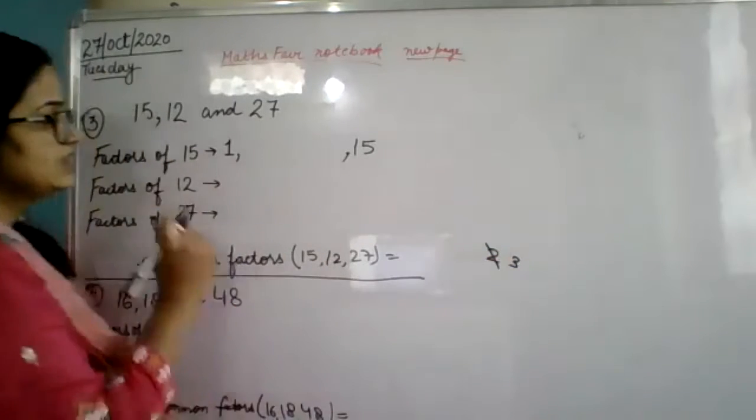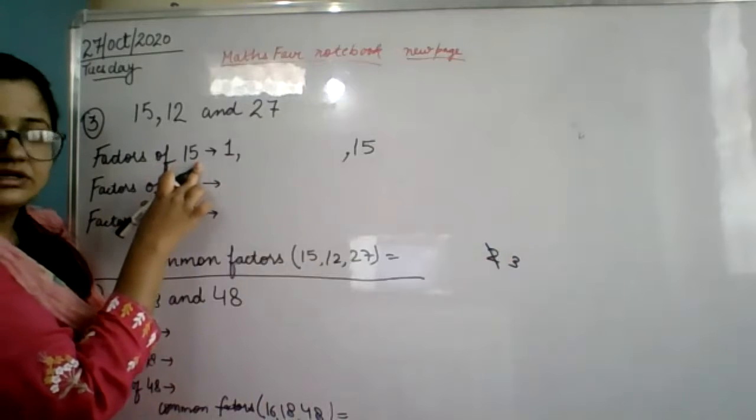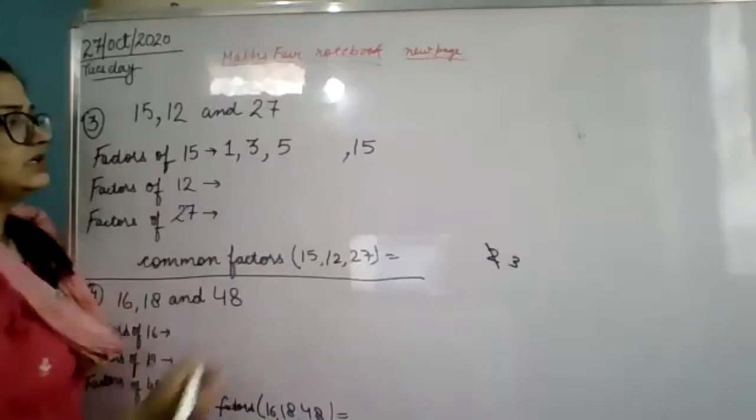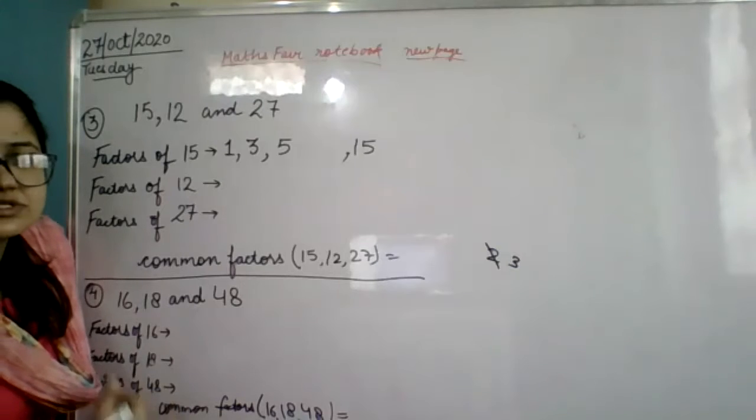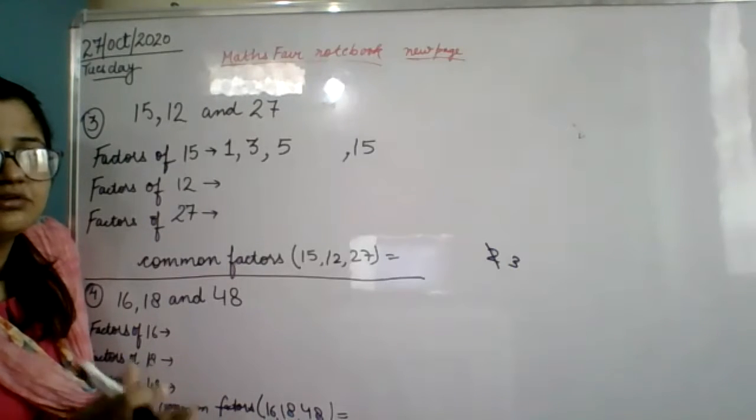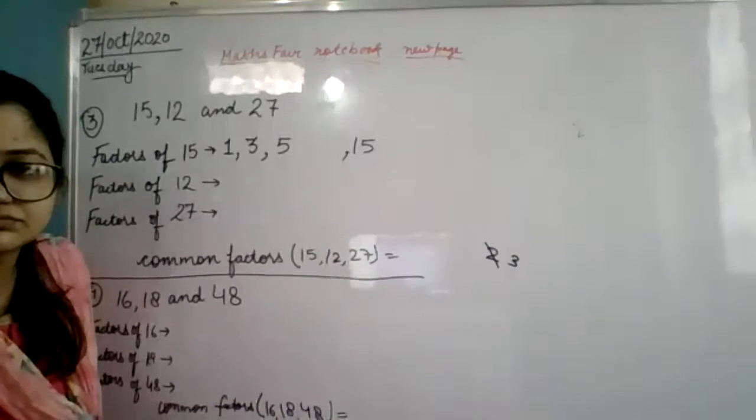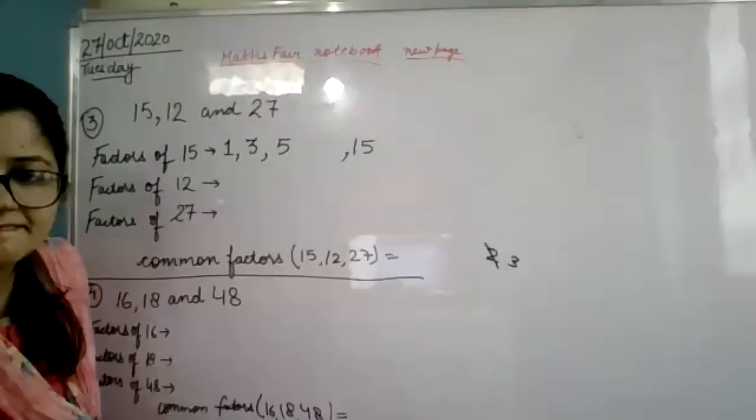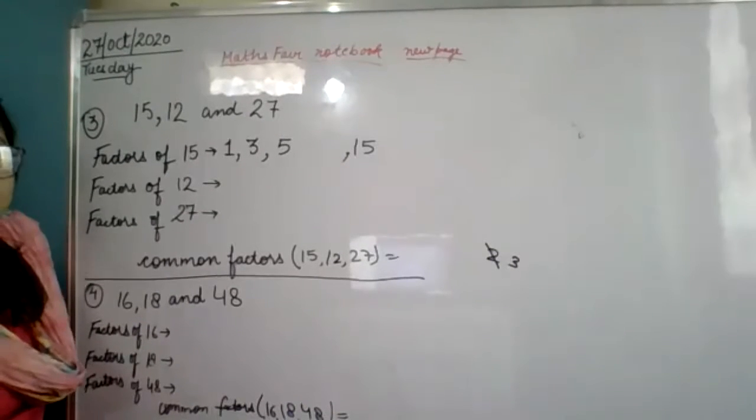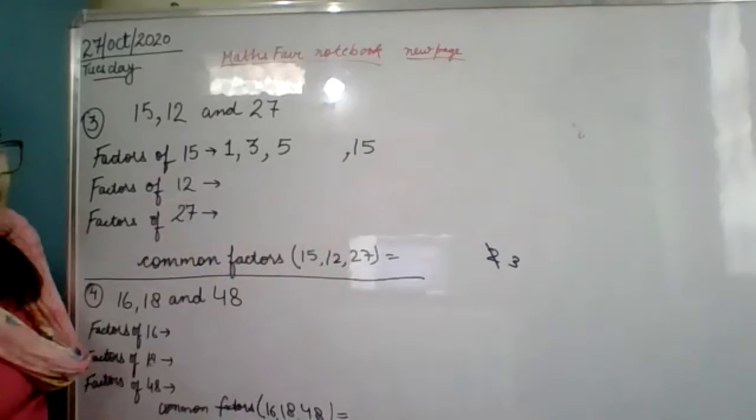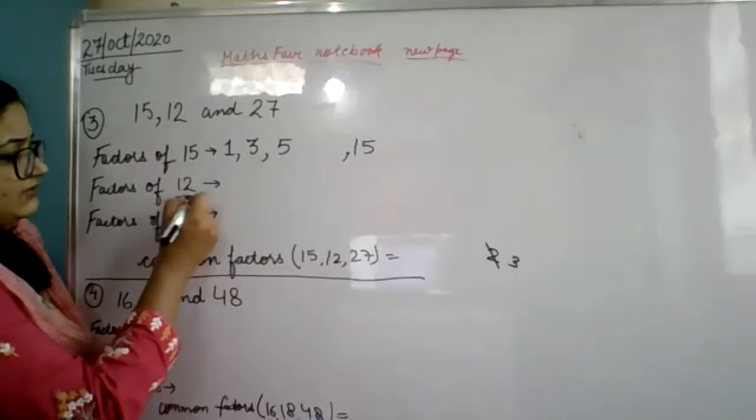After 2 comes 3. Is 15 divisible by 3? Yes, ma'am. It is divisible by 3, 5 threes are 15. By 6 no, 7 no, 8 no, 9 no, 10 no, 11 no, 12 no, 13 no, 14 no, 15. 15 is already there. Now we will take out the factors of 12.